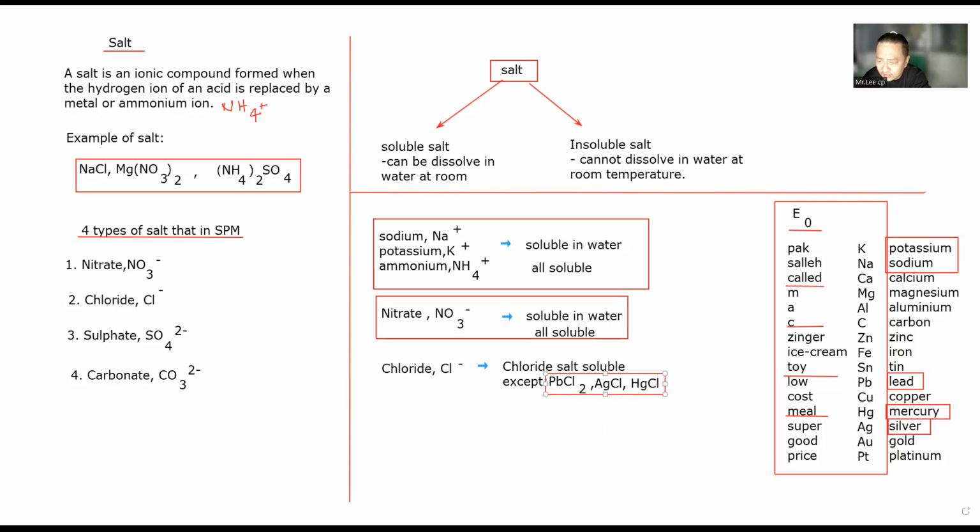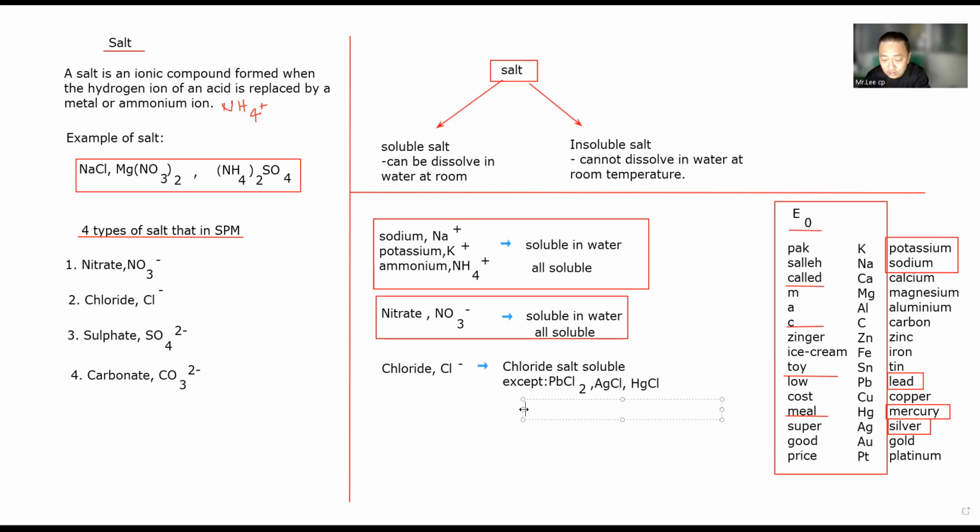Why? Because it is not active. It will not react so easily. It is very stable. So PbCl2: Pb is 2 plus, Cl is minus, so PbCl2. Ag is plus, Cl is minus, so AgCl, and HgCl.